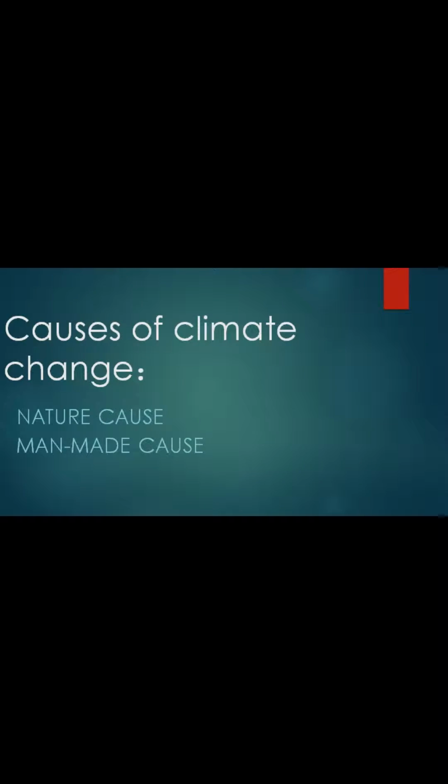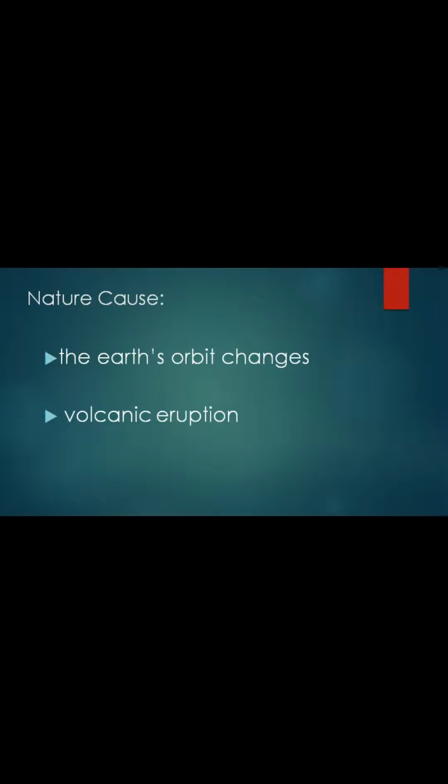The causes of climate change come from many aspects. We can divide them into two sides: the natural causes and the human-made causes. The natural causes have two main factors. One is the Earth's rapid change. This change makes the distance between the Earth and the Sun closer. It will affect the changing of the seasons, thus affecting the climate.